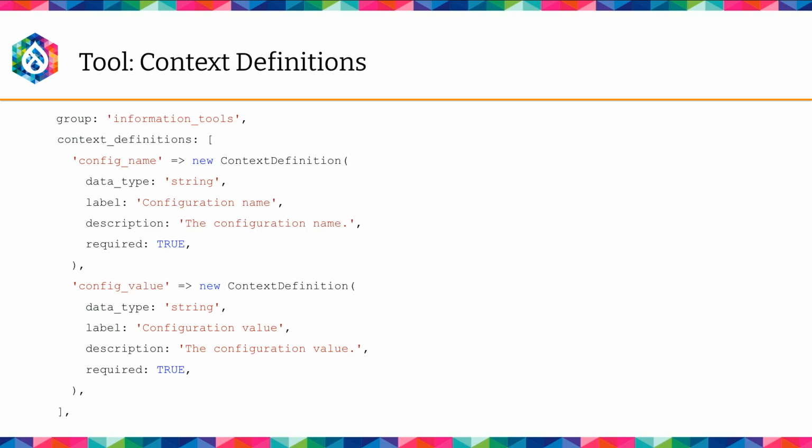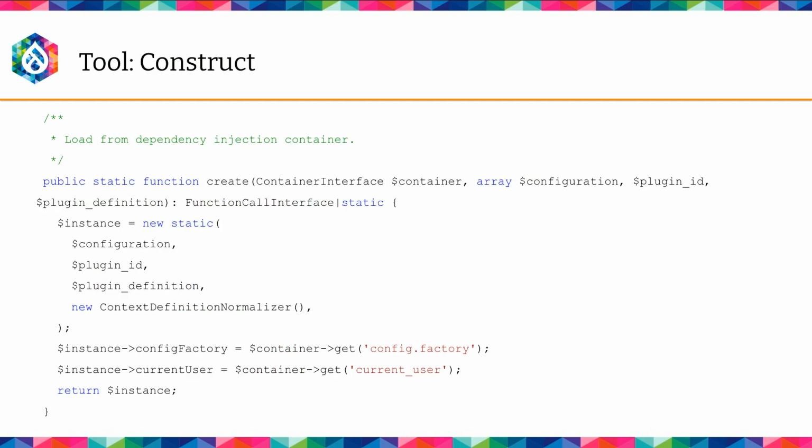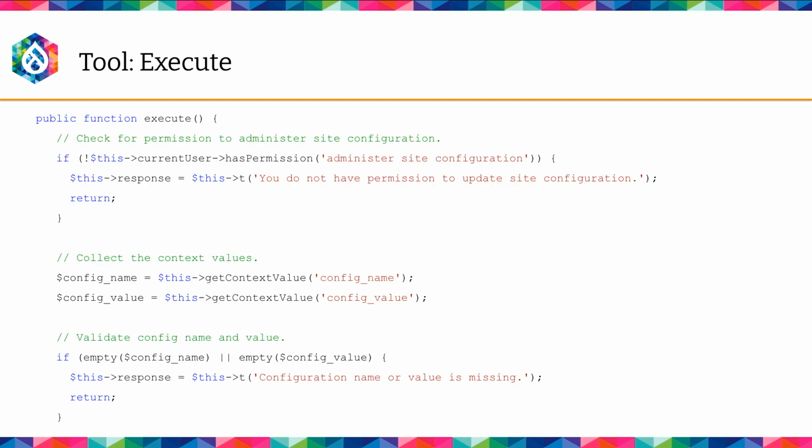After that, we have our create method, the construct, and we can use dependency injection here. I'm getting the config factory and the current user. I'm getting the current user because then in the execute function, we can check the permission. We can see if the user that is using the tool can edit the site configuration. After that, we can get the config name and the config value from the context, and we check if they are empty or not.